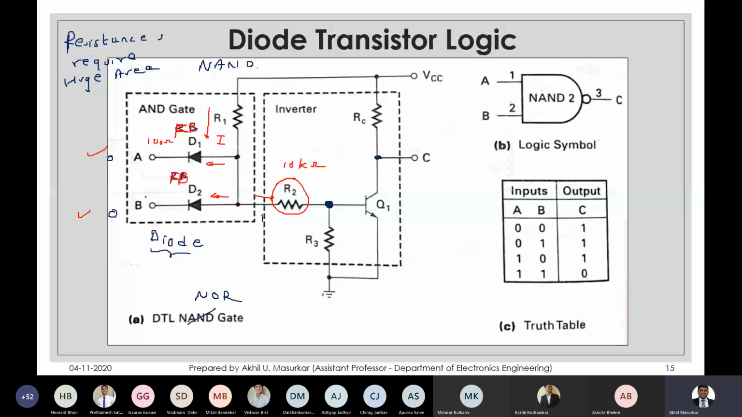So all the current will flow in this direction, and the current that actually flows into this IR2 is almost equal to 0. So here you are having a 0 base drive, so Q1 is off. If Q1 is off, then the current flowing through this IC will be 0, and whatever is VCC will come at the output. So basically you gave 0 0 and you got a high output.